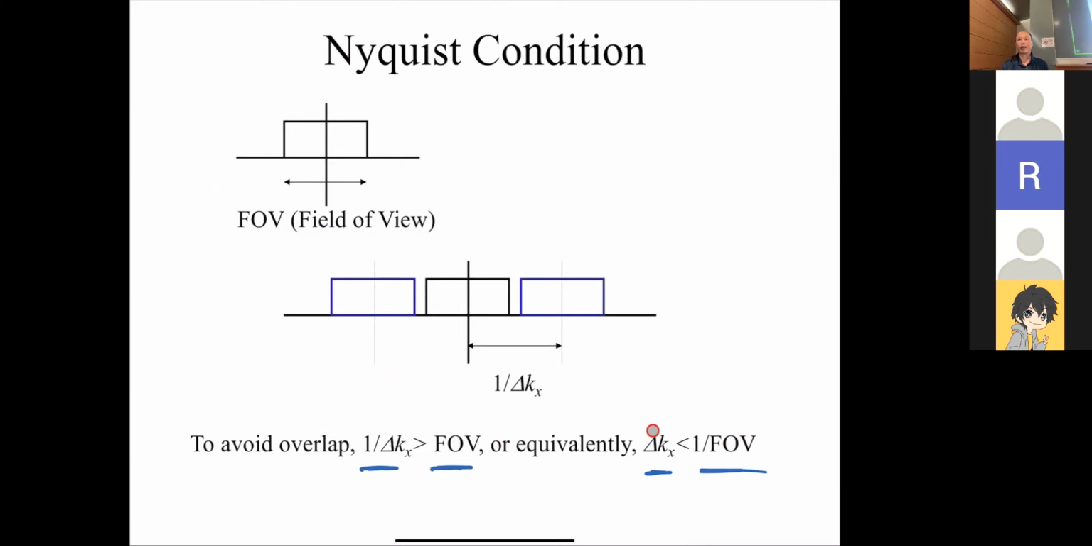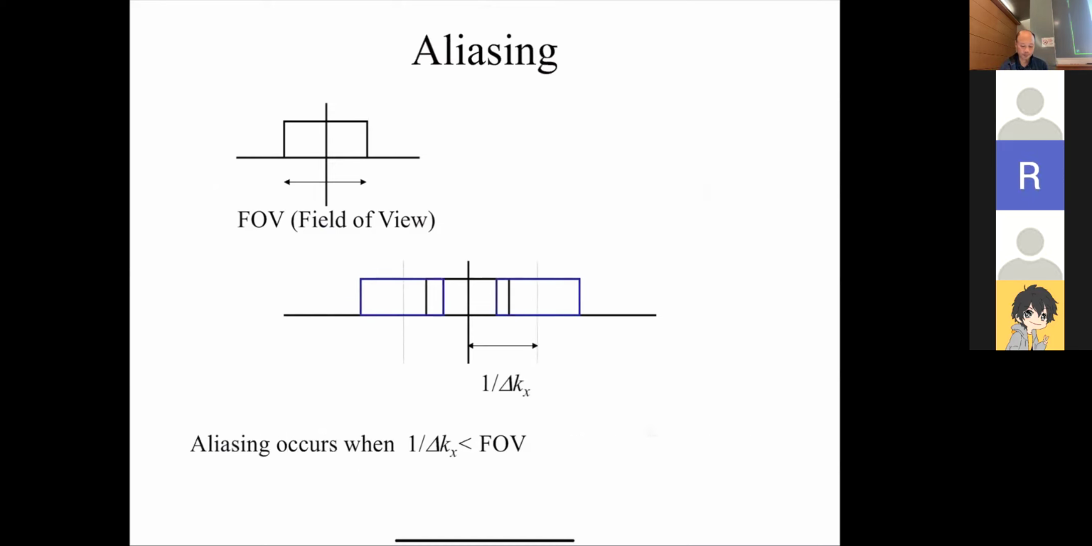So you never want to set the FOV too large. If I'm scanning a lemon or a lime, I don't want to set the field of view like this, because that's going to make my delta k very small. I want to make the field of view just right, so I'm not sampling too much and not setting delta k too small. And if 1 over delta kx is less than the field of view, then the objects overlap. So I typically want to avoid that for basic imaging.